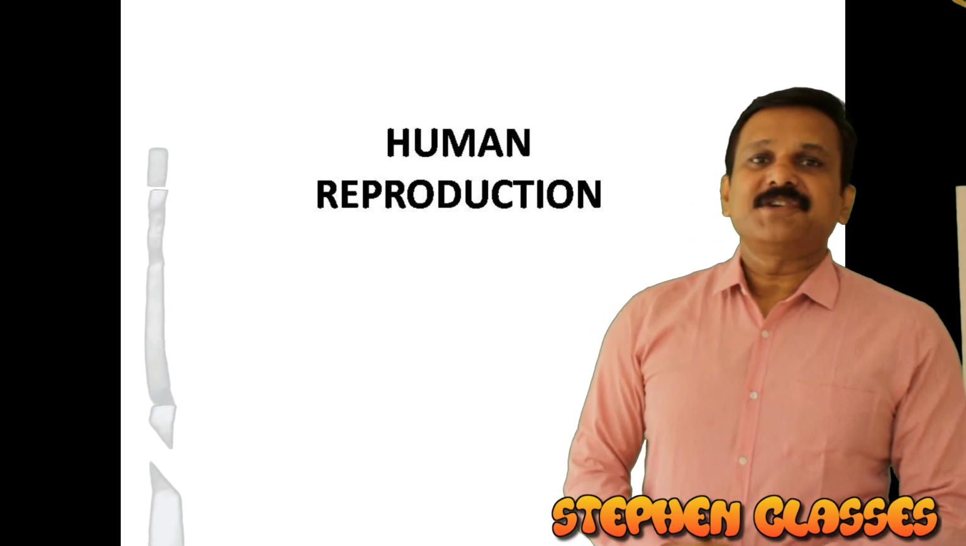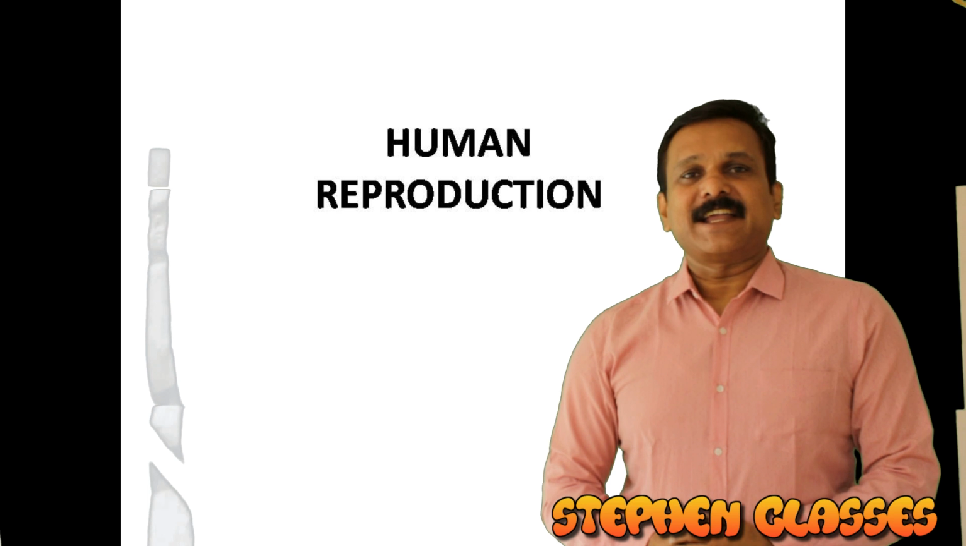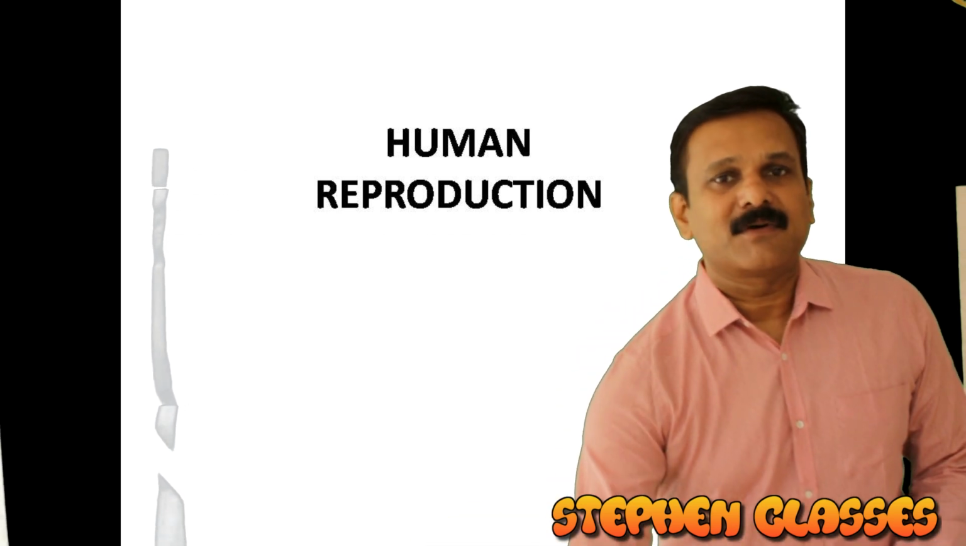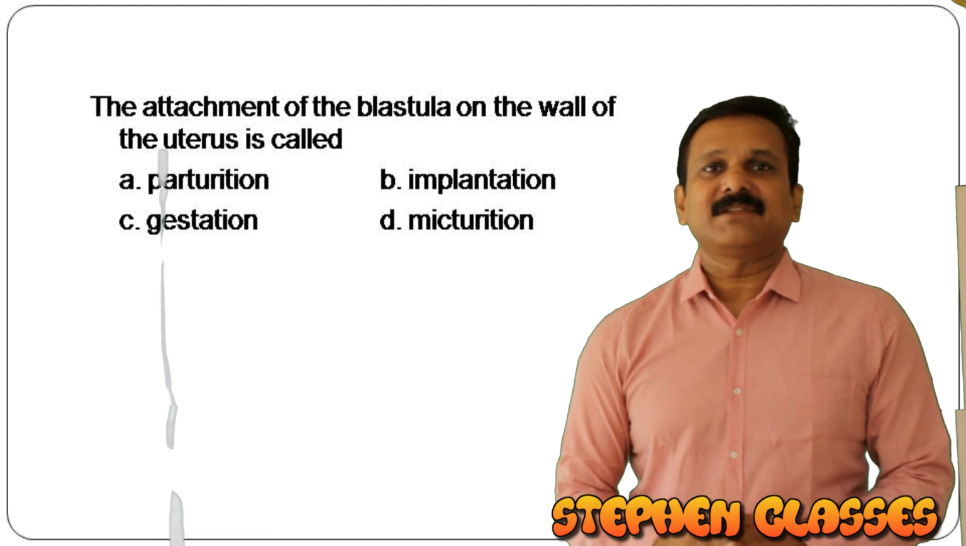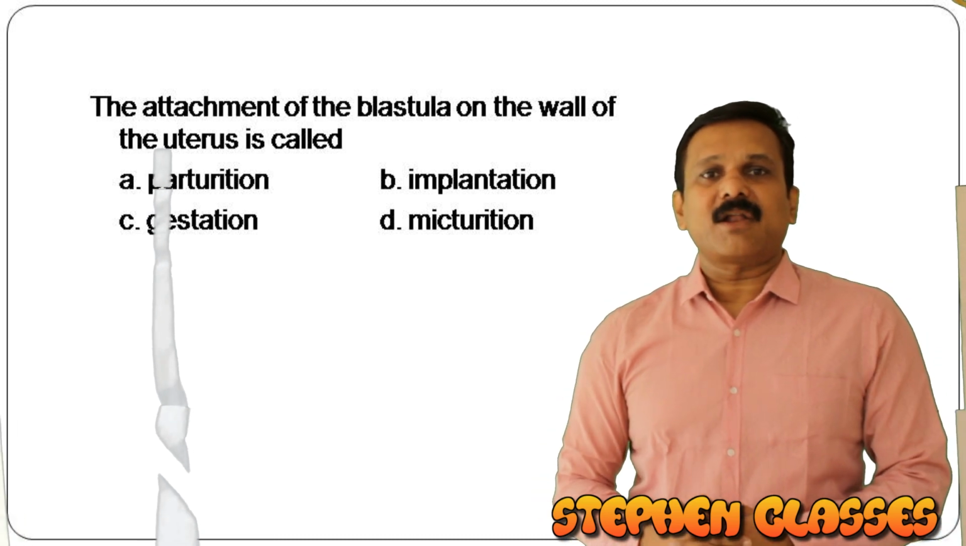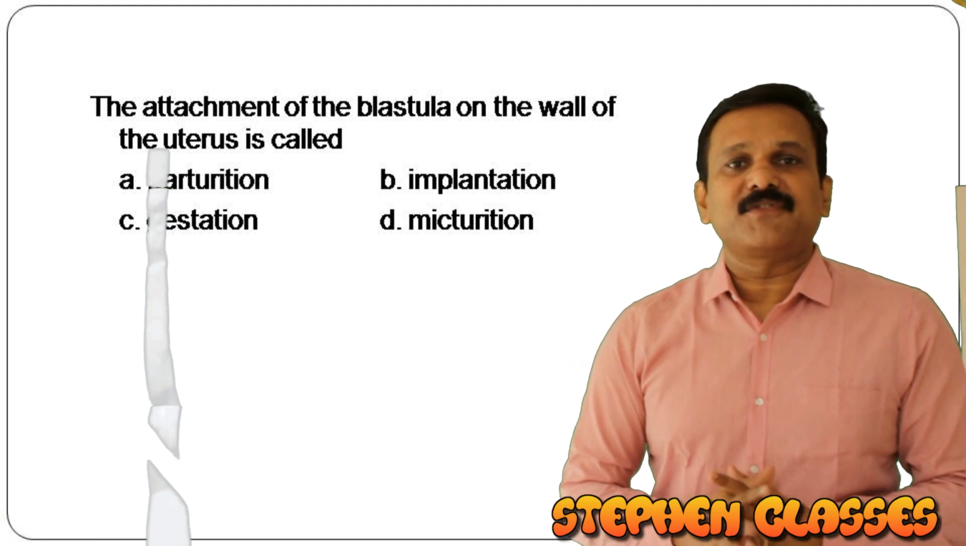Today we are going to discuss human reproduction. So this is the second year chapter. We are going through the different questions now. Right. So here we have the first question. The attachment of blastula on the wall of uterus is called... The attachment of blastula on the wall of uterus.